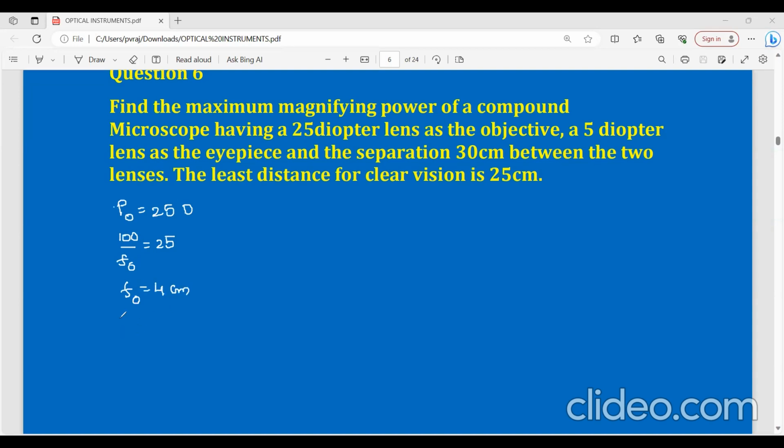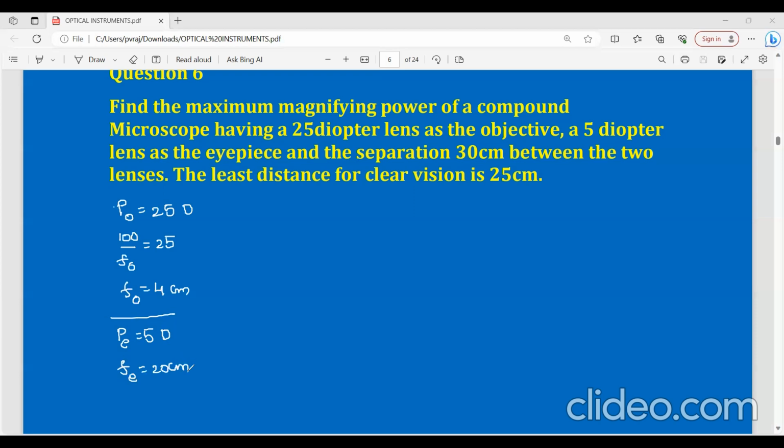In the same way, I write for the eye lens also. A 5 diopter lens as the eyepiece, and the separation is given. First I will calculate this. Power of eyepiece is given as 5 diopters. In the same way, 100/f = 5, then f of the eyepiece will be 20 centimeters.